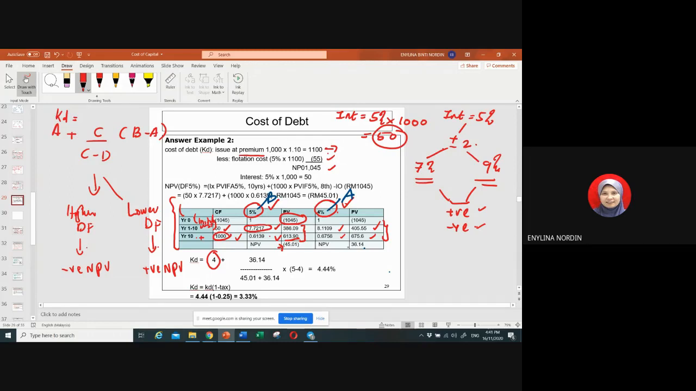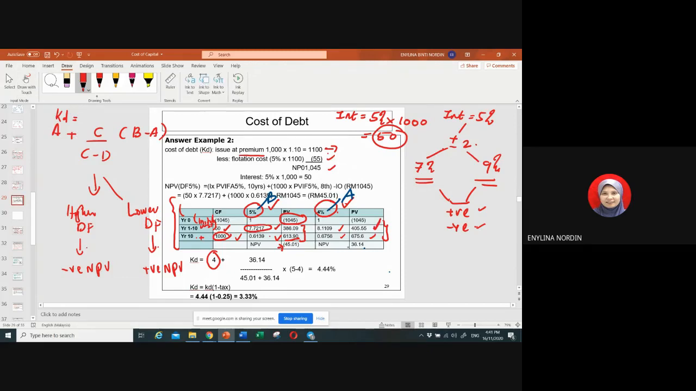Now, you get the amount of interest payment to the bondholders or debt holders here, 50 ringgit, and then we multiply by the present value annuity factor at 4% for 10 years, 8.1109, and you multiply, you get this figure.